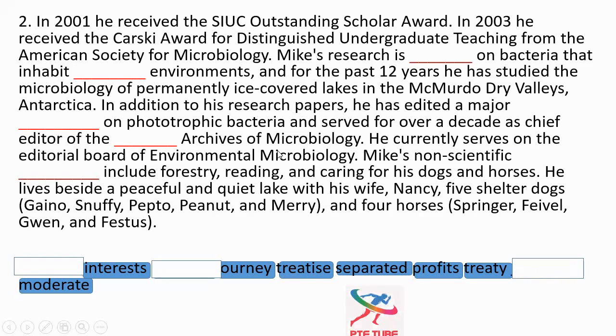Fine. He currently serves on the editorial board of Environmental Microbiology. Mike's, again with an apostrophe, Mike's non-scientific dash include. His, some kind of belongingness. Mike's something include these things, so not singular. These include forestry, reading, and caring. Since there are multiple things, something plural has to come here. Interests. It cannot be journey. It cannot be treatise, treatise already gone. Separated can't come there. Profits. There are two words with S, either interests or profits. But Mike's profits include, no. Mike's interests include these three things: forestry, reading, and caring.